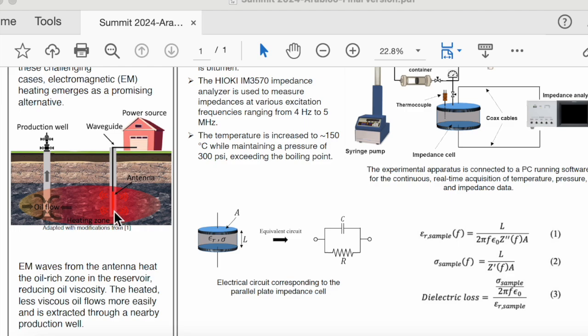These waves cause molecular interactions within the oil, brine, and sand, leading to the generation of heat. This localized heating reduces the viscosity of heavy oil, allowing it to flow more easily toward the production well.